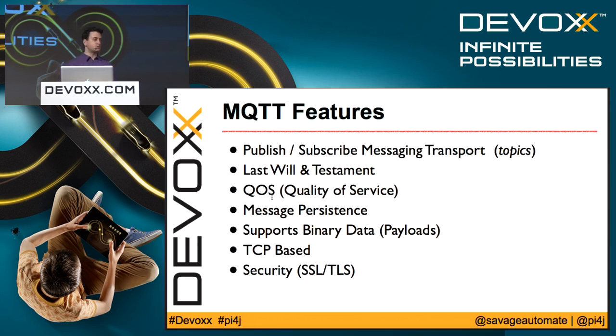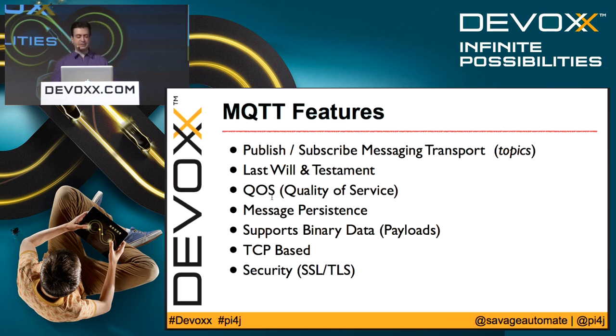MQTT also offers a last will and testament, which means that if a device were to fall offline, there can be a default message or default information in the topic that it will revert to when that client gets disconnected. There's quality of service, which can provide guaranteed messaging: guaranteed to all, guaranteed to one, fire and forget. There are different levels of quality of service that you can provide when you publish a message.